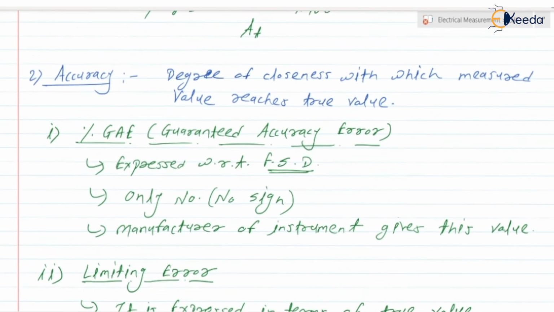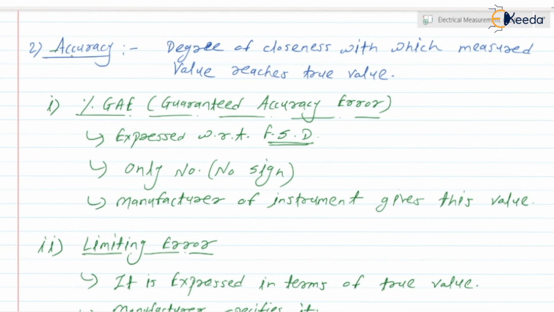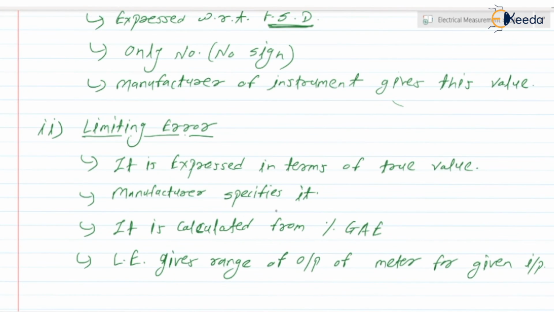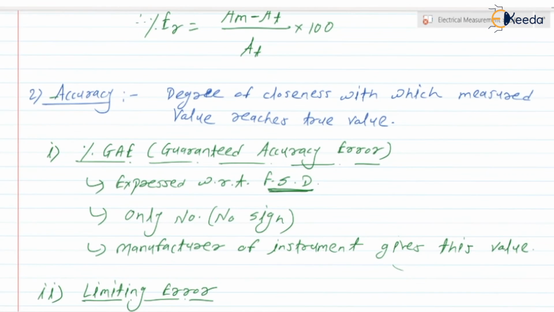So let us revise the accuracy. Accuracy is the degree of closeness with which the measured value reaches the true value. Accuracy is represented in two ways. One is percent GAE, the guaranteed accuracy error, and the second is the limiting error. Percent GAE is expressed with respect to full scale deflection. It gives only a number, no plus minus, and the manufacturer of the instrument gives this value. Whereas the limiting error is expressed in terms of true value. This is the difference.